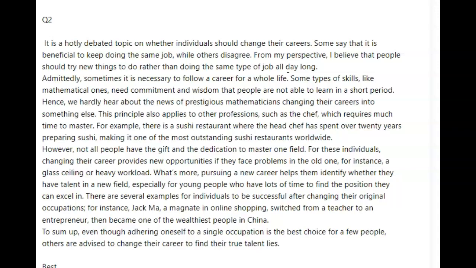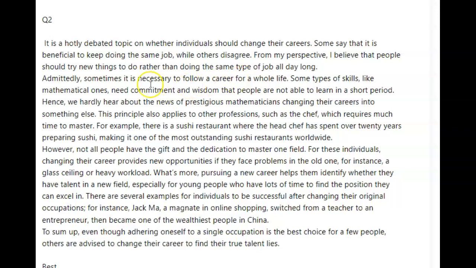I believe they should try new things. Fine. Okay, let's move on then. Admittedly, sometimes it is necessary to follow a career for, here it would have been good if you had said one's whole life. So one's. Some types of skills, like mathematical ones, need commitment and wisdom that people are not able to learn in a short period.